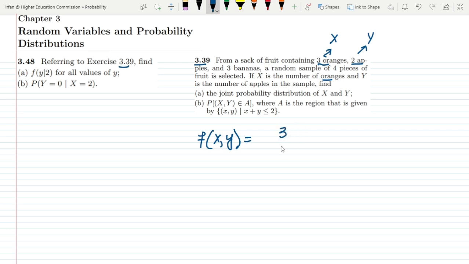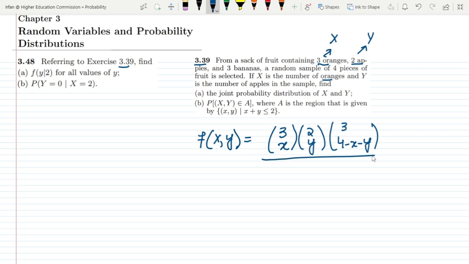That was 3 choose x, 2 choose y, and also 3 choose 4 minus x minus y, divided by 8 choose 4. Okay, this was basically the equation for the joint probability distribution of x and y. So on the basis of it, let me solve this one.